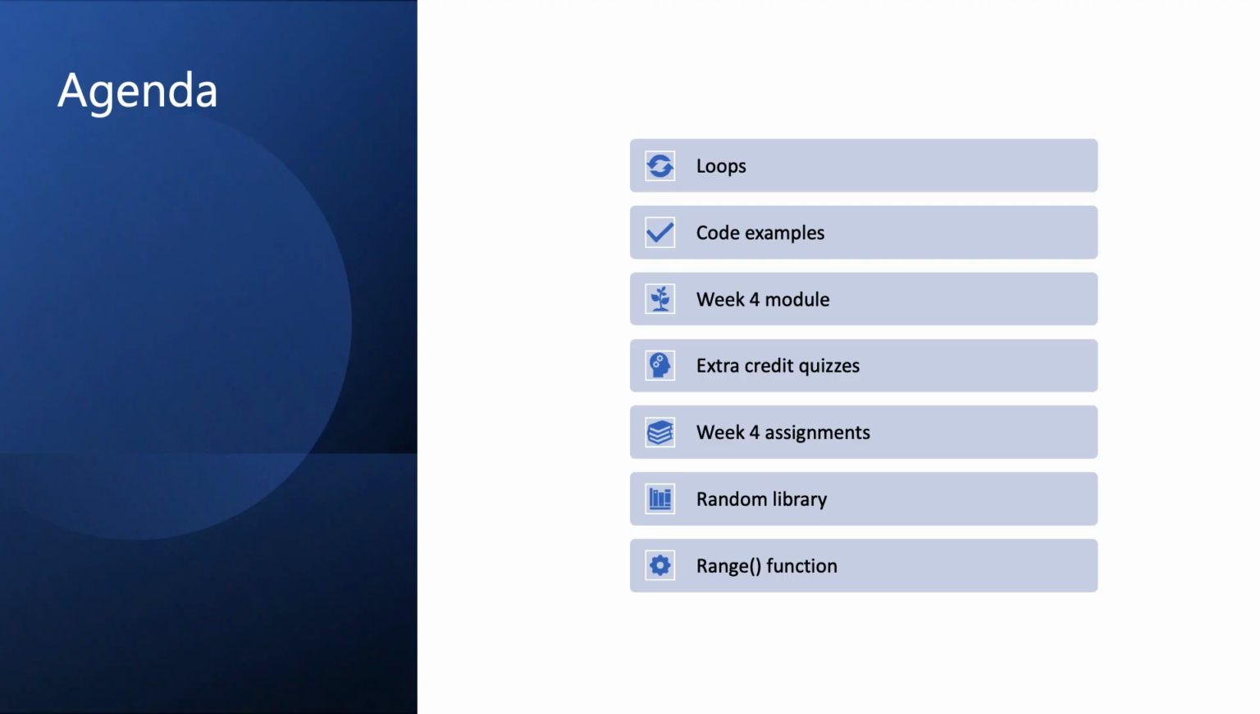So the agenda for today is to talk about the concept of loops in Python. I will begin by doing a PowerPoint presentation on loops, then go over some code examples. I will also go over the week 4 module quickly, as well as last week's extra credit quizzes. And of course, I will go over the week 4 Python assignments in detail. I will also cover the random library as well as the range function because they will be used in our assignments this week. So let's get started.